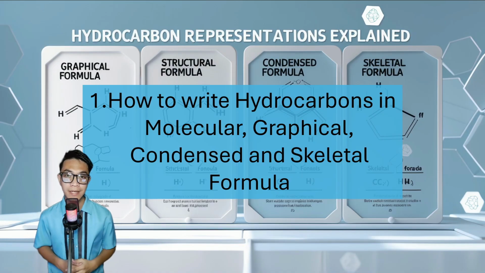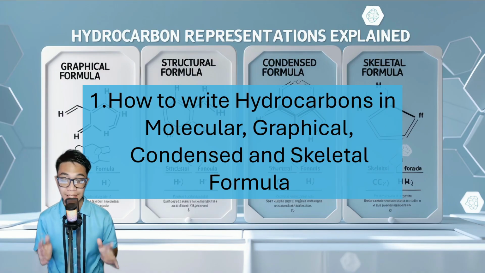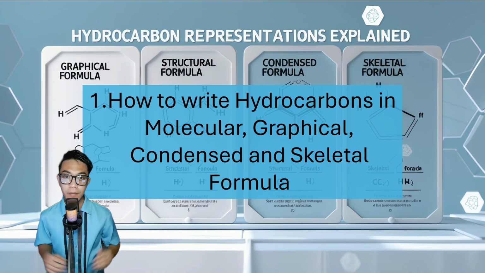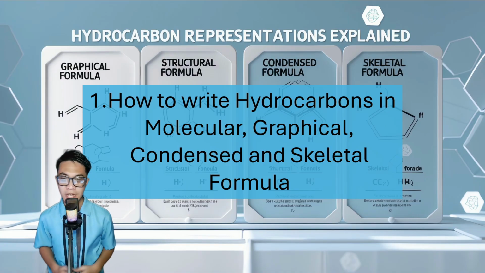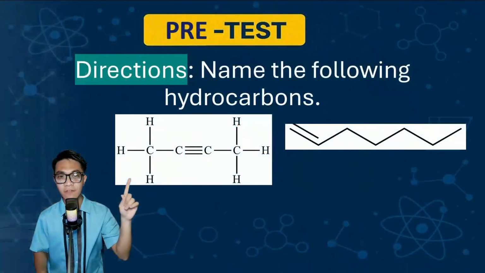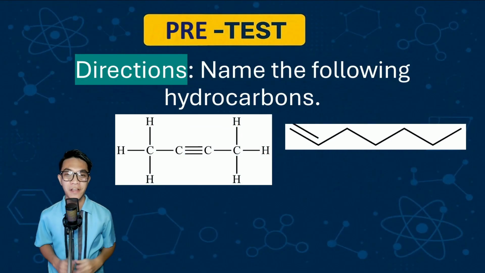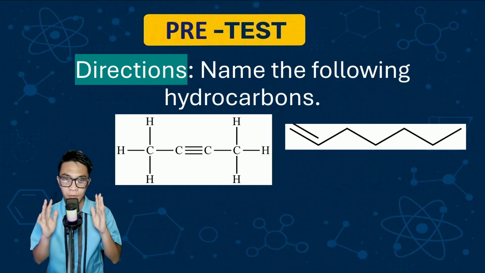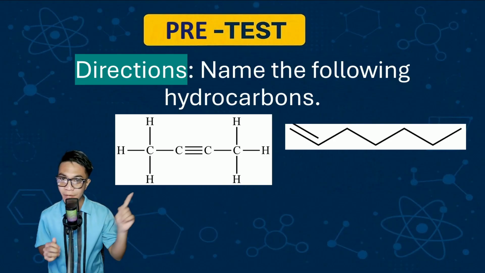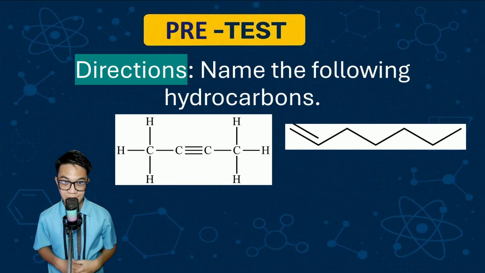Carbon being able to make at least 10 million known organic compounds, we found a way to graphically represent each one of them so that we will be able to identify each of these unique organic compounds. So, stay tuned till the end of this lesson as I'll be revealing the answers to our pretest. So, based on your prior knowledge, can you name these following hydrocarbons?